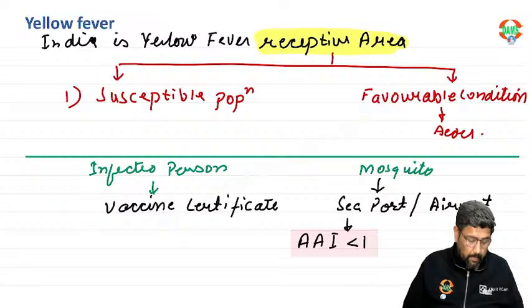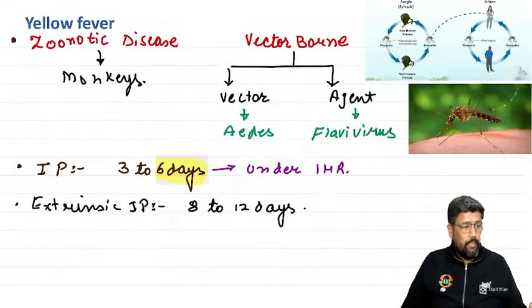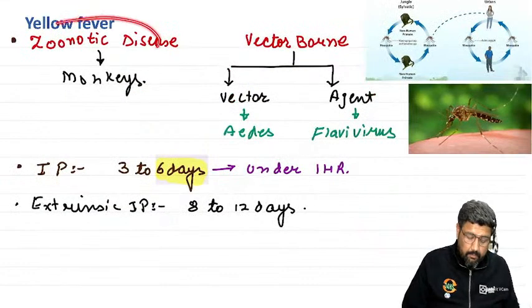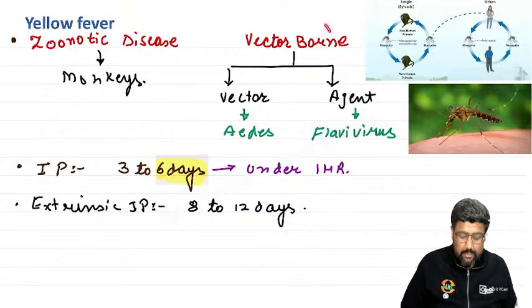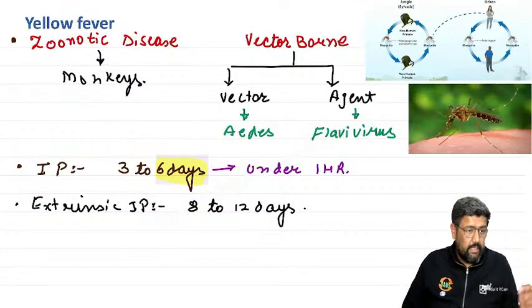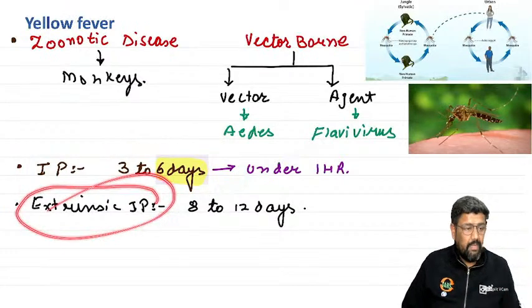Right? Now, let me summarize. So yellow fever, a zoonotic disease, mainly monkeys. Also, this is a vector-borne disease. What is the vector? Aedes. What is the agent? Flavivirus. Incubation period 3 to 6 days. Extrinsic incubation period means the incubation period in mosquitoes.